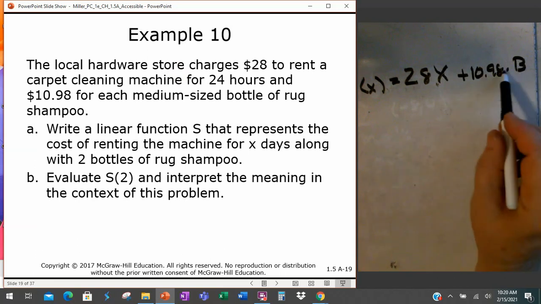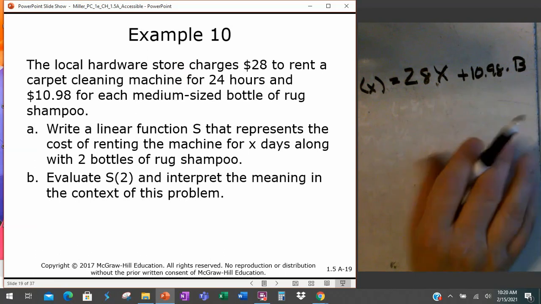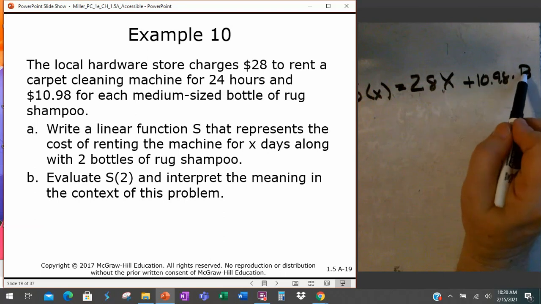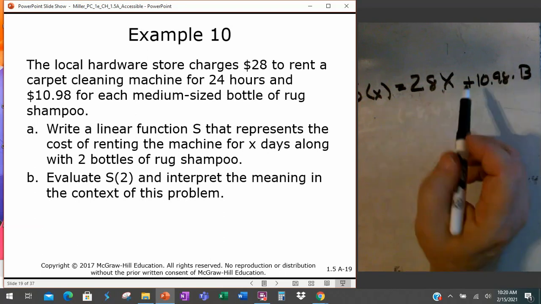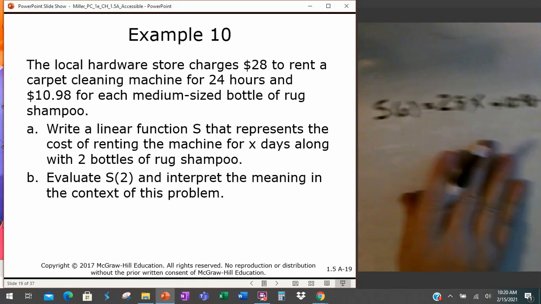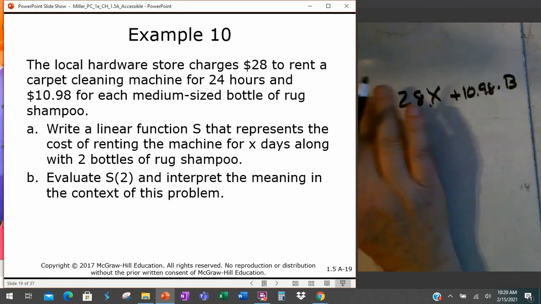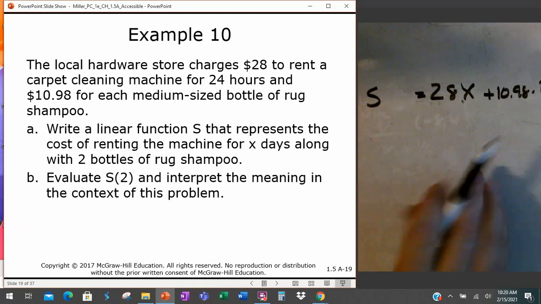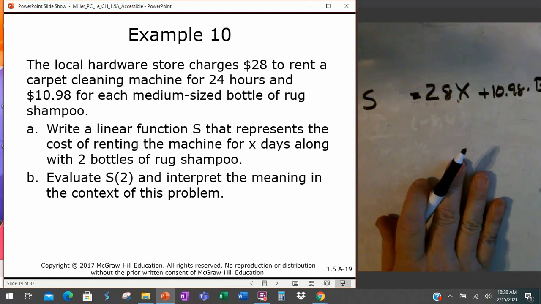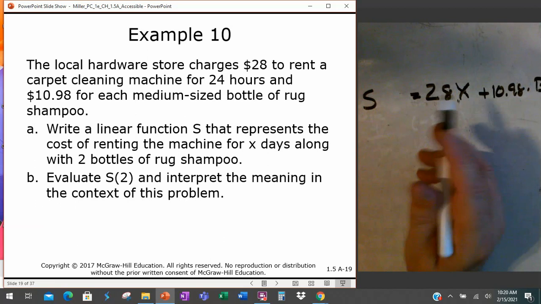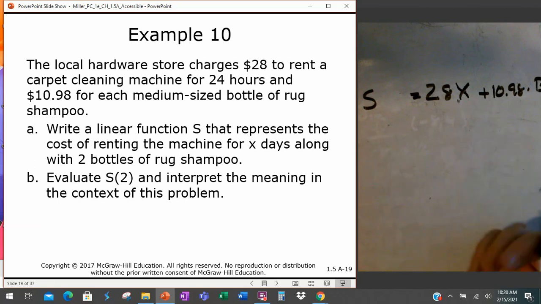So this is a little different, because I'm going to say, well, how many bottles of the rug shampoo? And then here's the number of days. So this is really in 2 terms. So I'm just going to use S, because it is in terms of X, but I've got to do my B first. Okay. So now it says write a linear function S that represents the cost of renting the machine for X days along with 2 bottles of rug shampoo.